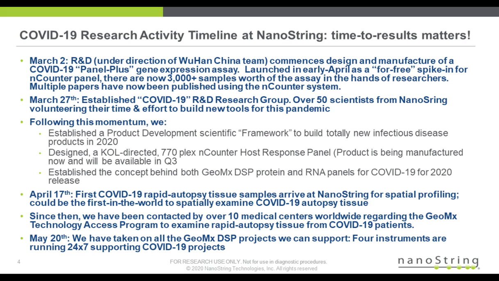When this whole thing was breaking, part of NanoString was actually in Wuhan, China, and we really started interacting with that group. I immediately set the R&D group in motion, and we started immediately working on tools we could develop for COVID-19, and we developed new gene expression panels that were what we call spike-in panels, and I'll show you what some of that data looks like.